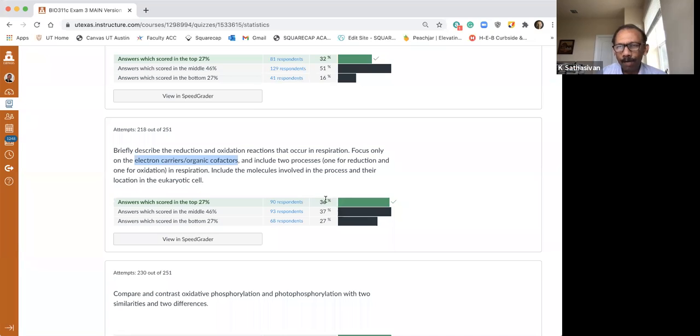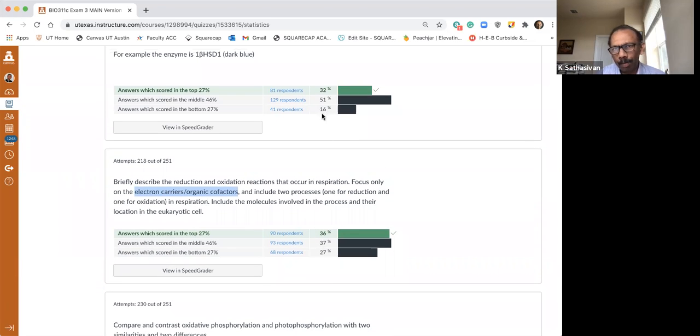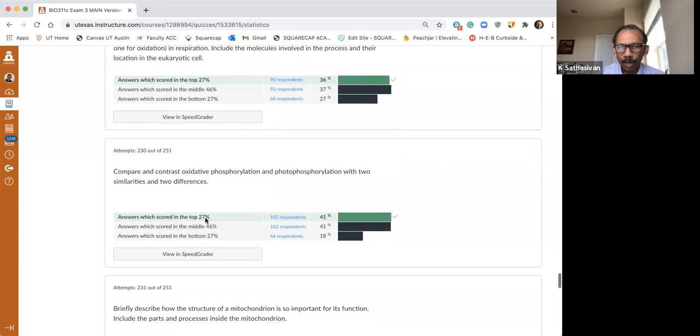So here you have more people. If you look at that, only 27 at the bottom. And this one also not bad, 16% at the bottom. And comparing oxidative phosphorylation and photophosphorylation with 2 similarities and 2 differences, a lot of similarities, a lot of differences, and 82% got it correct. And this is a straight recall question.